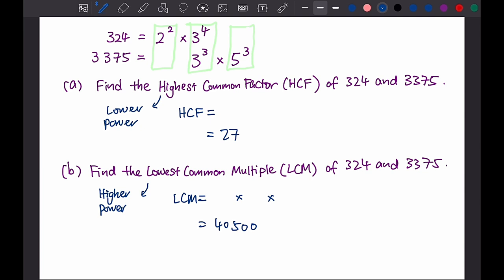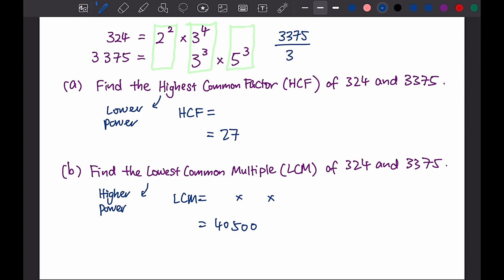Now let's take, for example, these two, 3 to the power of 4 and 3 to the power of 3, to try to understand this. Now why is it we want to take the lower power? Let's take, for example, 3375. And if I were to key this into calculator, 3375 divided by 3, we clearly can divide by 3 because we're going to get a whole number at the end of it on the calculator.